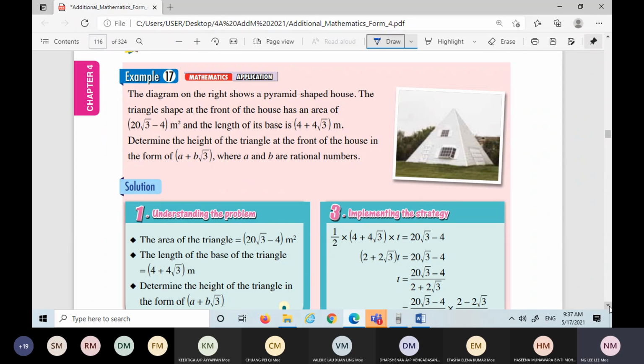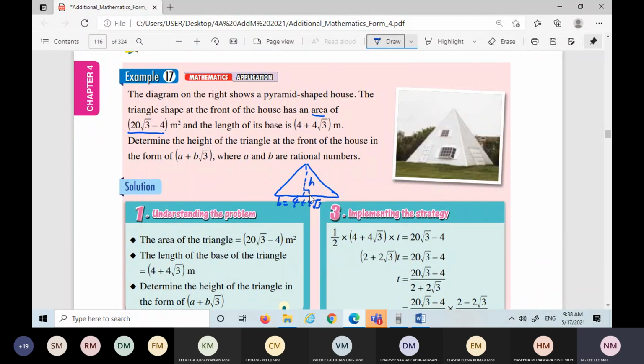Okay, so actually this question, you try to make it complicated, but actually it's very simple. You are talking about a triangle actually. Okay, the area is this. This is the area of the triangle. Okay, the length of its base is this. So this is the base. And then the height of the triangle. So this is the height.